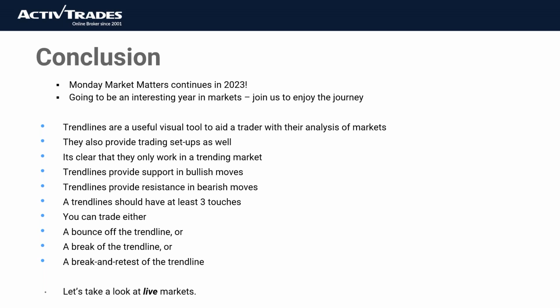In terms of how you could trade utilizing trend lines, you've got 3 options. You can trade a bounce off the trend line, using it as an opportunity to join the existing trend. Or you can trade a break of the trend line, when the trend ends and turns. Or finally, the break and the retest, where price will come back and kiss the trend line goodbye before it takes off in its new direction.